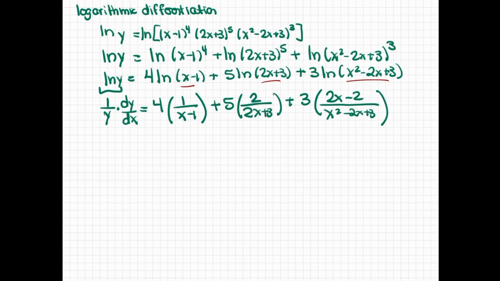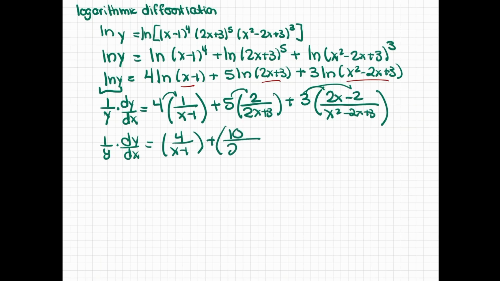Okay, this is looking a little bit better and a little bit easier to deal with. So now we are going to distribute the number in front to inside the bracket. So we still have our 1 over y times dy dx, and we end up with 4 over x minus 1 plus 10 over 2x plus 3. Now, with the 3, we have to distribute it into both terms, so we end up with 6x minus 6 all over x squared minus 2x plus 3.